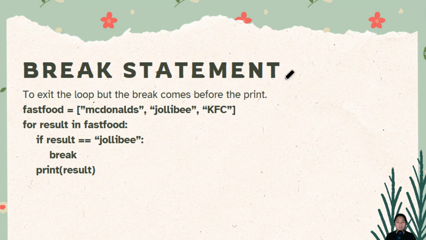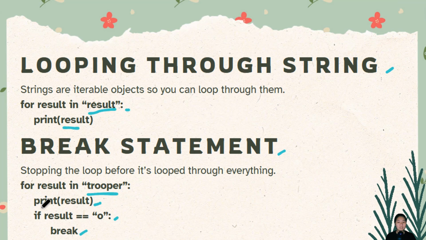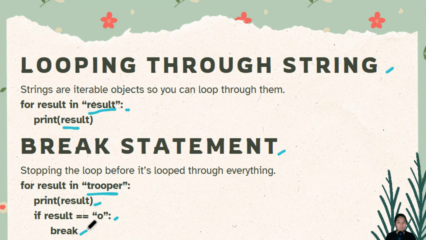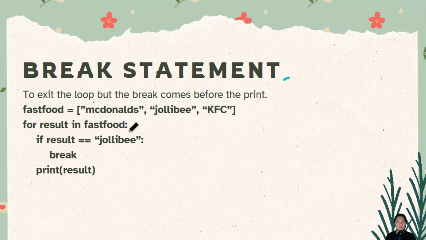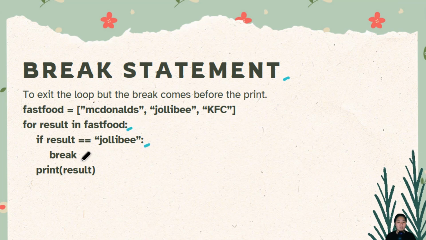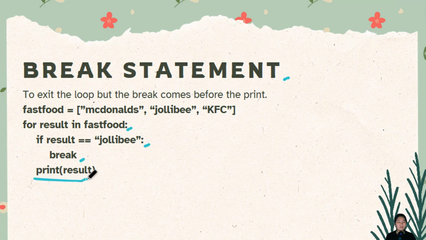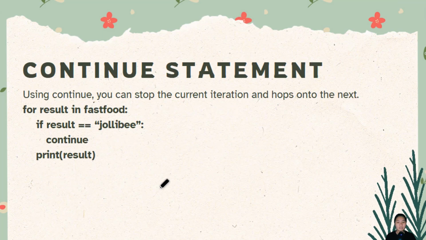Next up, another example of a break statement. Now, as you see here, we put the print result before the if result equals O, break. Now, what happens if we put it after? So we have fast food: McDonald's, Jollibee, and KFC. For result in fast food, if result equals to Jollibee, break, and then print result. I will show you a quick demonstration of the difference between this and this in a little bit, okay?